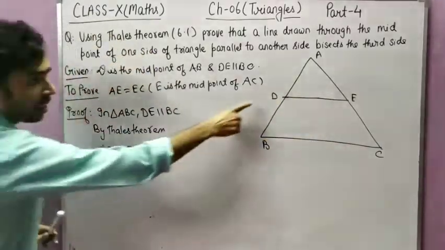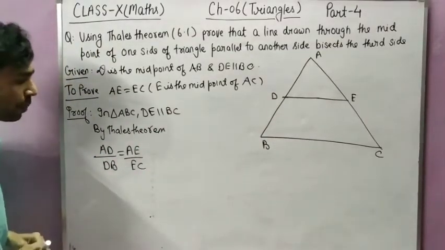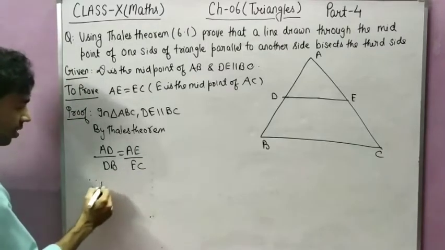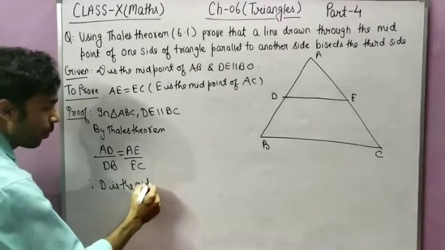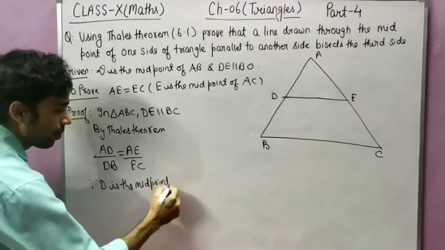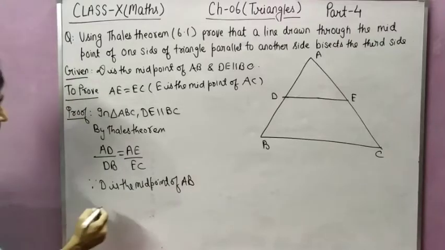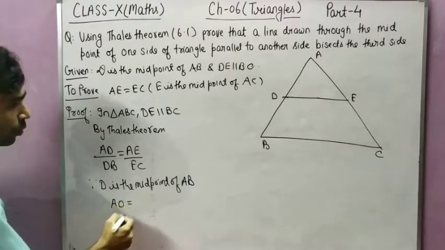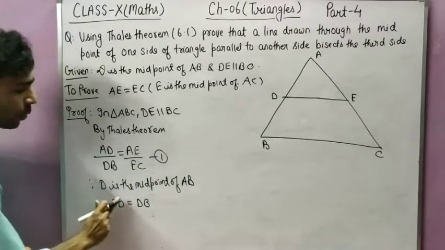But student, D was the midpoint of AB. D is the midpoint of AB. So we can say AD is equal to DB.